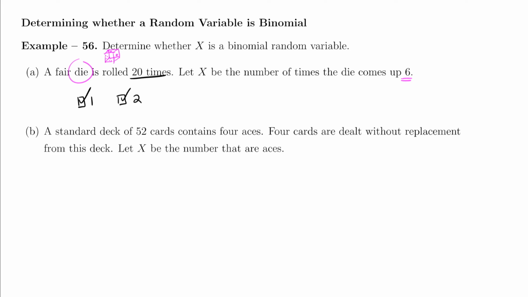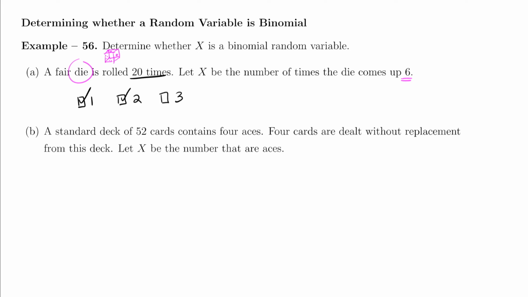Okay, condition 3 is the probability of success is the same on each trial. Now we know if I've got a 6-sided die, the likelihood that I'll see any side is 1/6. So if I'm looking for how many times I get a 6 and I roll it 20 times, on each of those 20 rolls, I had a 1/6 chance.